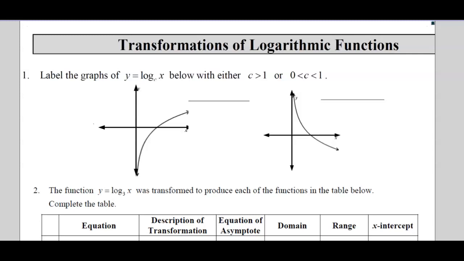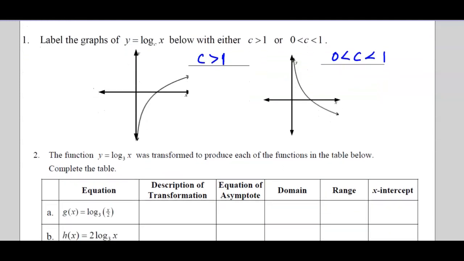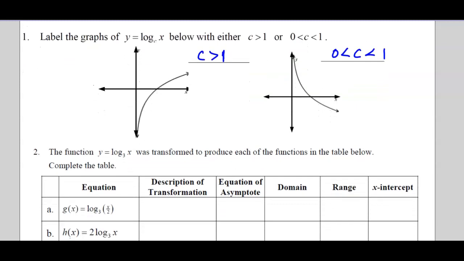So label the graphs with either c greater than 1 or c between 0 and 1. So remember, the increasing function is the one where c is greater than 1. So that's the increasing. And the decreasing is when c is between 0 and 1. Okay? Asymptote, remember, is the y-axis.